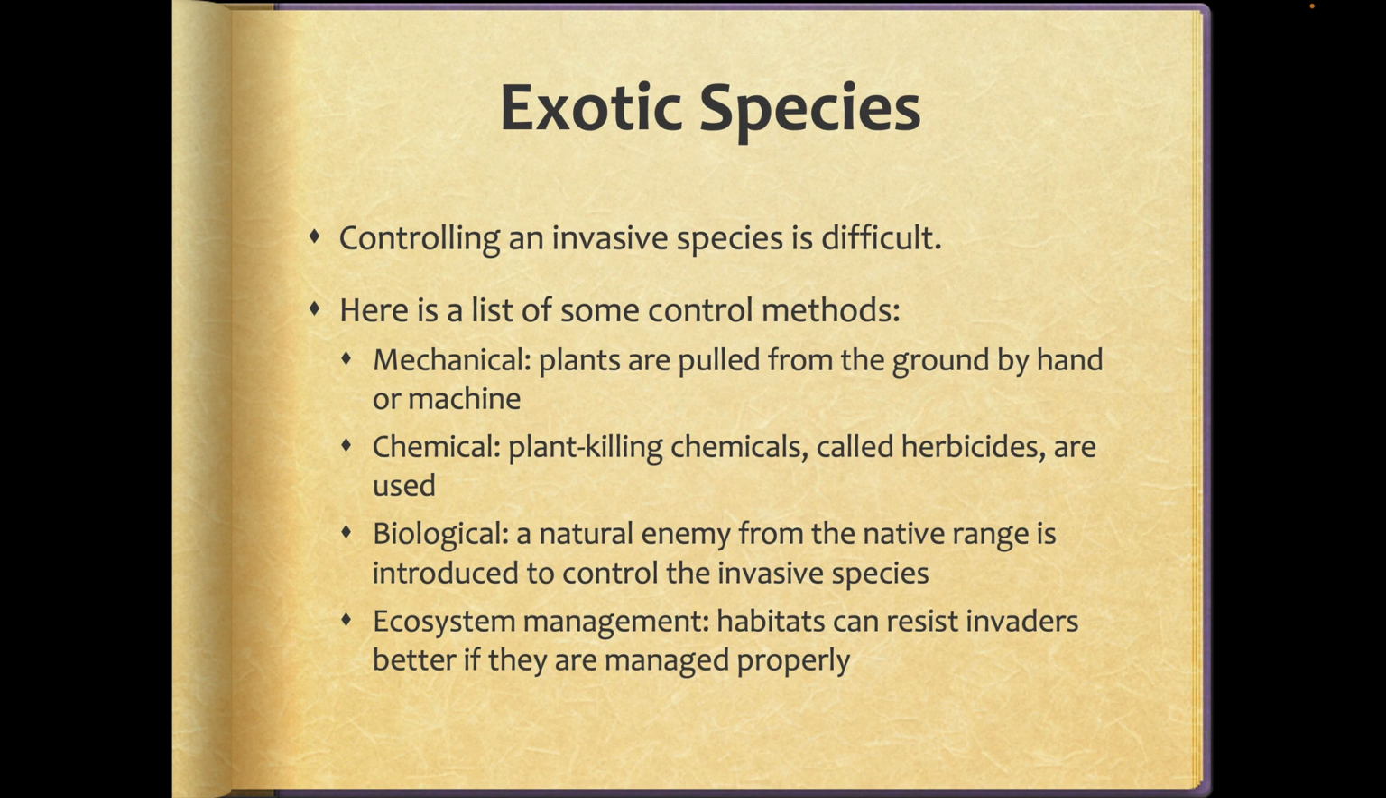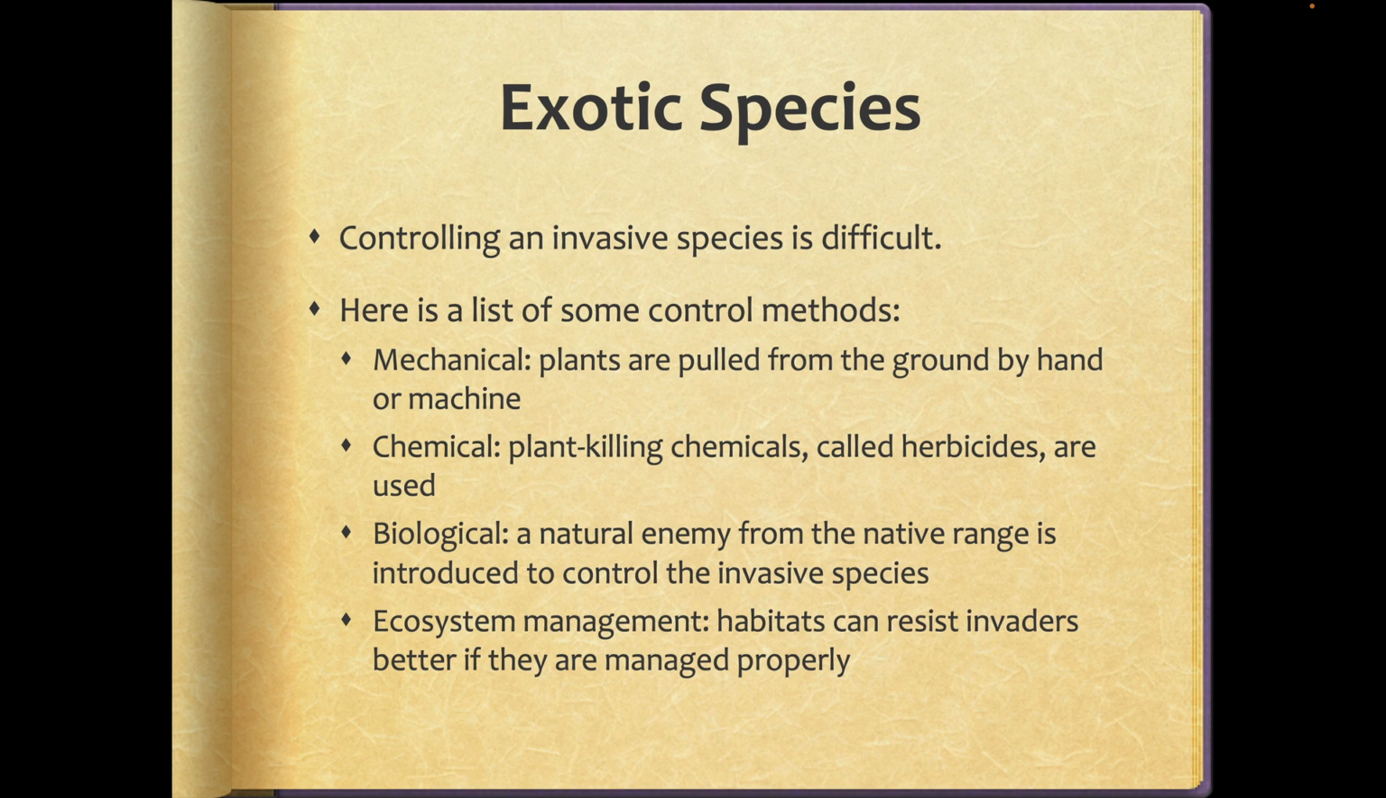So here's a list of some methods used to control invasive plant species. First is the mechanical, where plants are pulled up from the ground by hand or using a machine. You've done this if you've done some gardening. Then you have a chemical, which is a plant-killing chemical, usually a herbicide. Again, you're probably familiar with this if you ever sprayed weed killer in your garden.